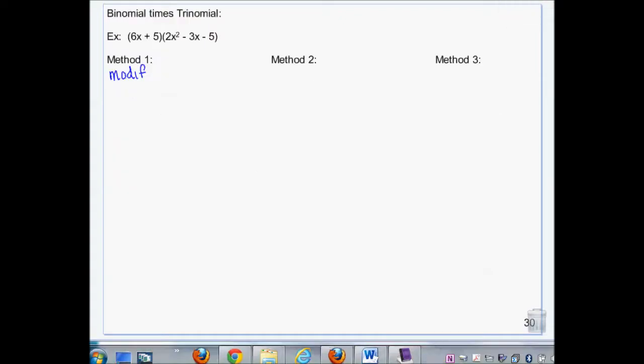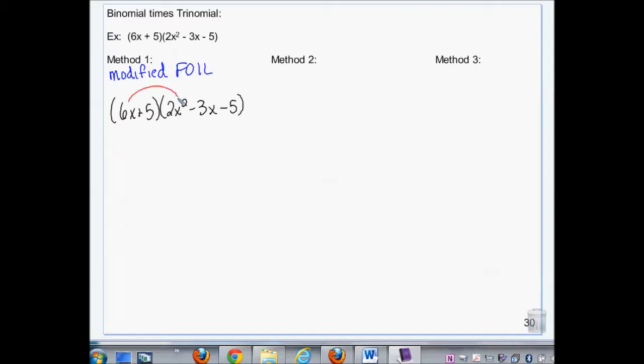Method 1 is a modified FOIL. It's not a true FOIL because it's not first, outside, inside, last, but it's using basically the same general idea. So what I'm going to do is we're going to make kind of some rainbows. Let's start with red.